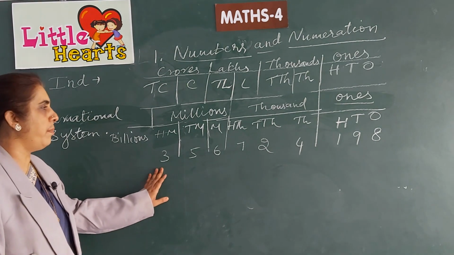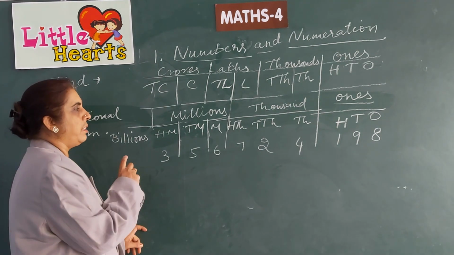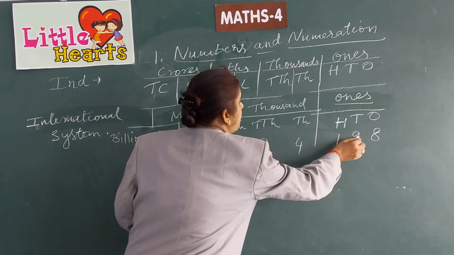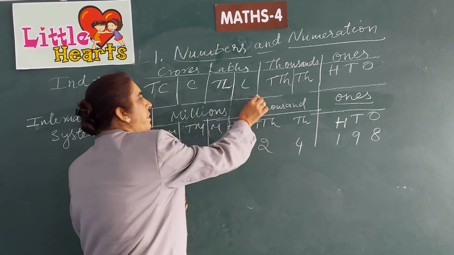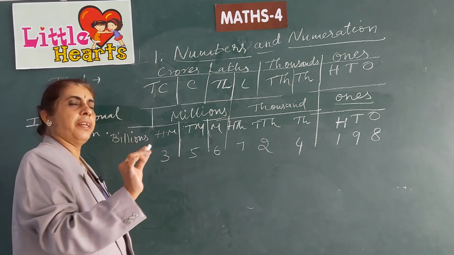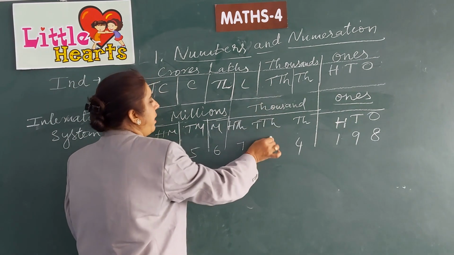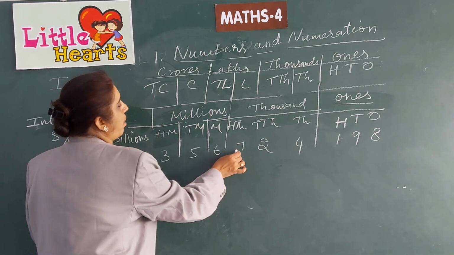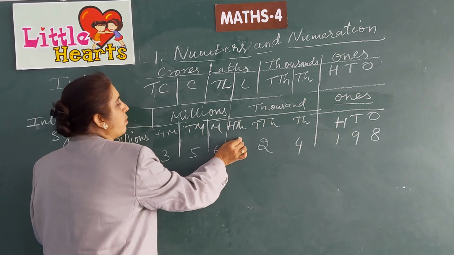Here is a number of 9 digits, and the places in the international system are ones, tens, hundreds, thousands, 10,000s. Until 5 digits, there is no difference between the Indian and international systems of numeration. The places are the same in both. Coming to the 6th digit, after 10,000, we have 100,000s.